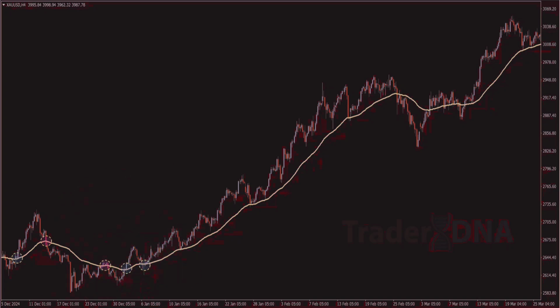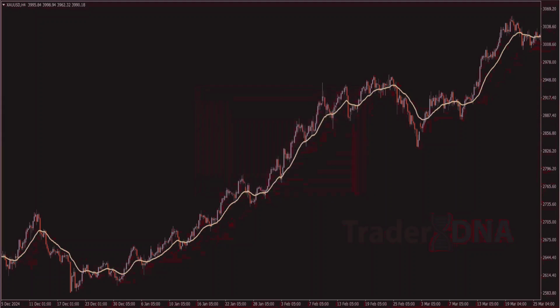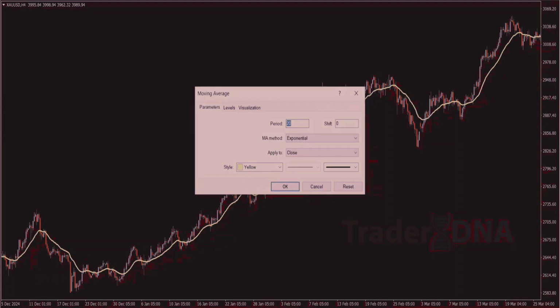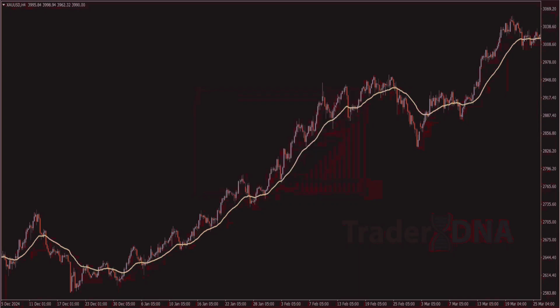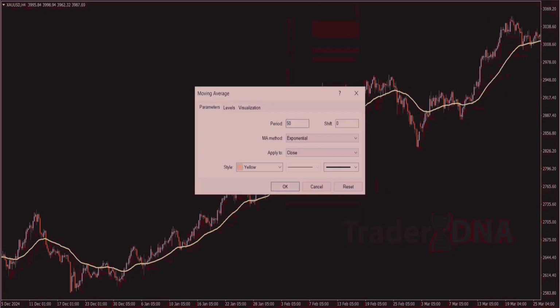But here's the twist. There's no one-size-fits-all answer. You can't just copy some random setting from the internet and expect it to work everywhere. Every market, every time frame has its own rhythm. Let's break it down with this example. First, we test the 20-period EMA and watch how price reacts. Does it respect the line or slice through it? Then we move to 30 EMA, then 50 EMA, 75, 100, 150, and finally 200 EMA.